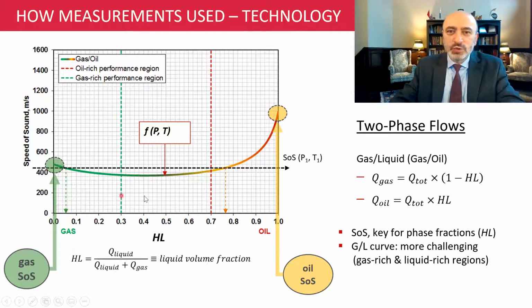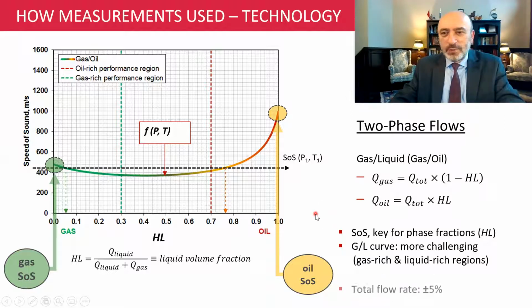So how do I choose between these two solutions? Well, the answer is simple. We have a prior knowledge of the well. So the application, we know the application, whether it is gas producer or oil producer. Because we know that, we can set the correct solution configuration in the flow computer and obtain the correct liquid volume fraction and the liquid phase flow rates.